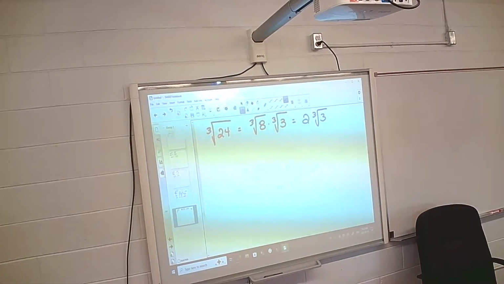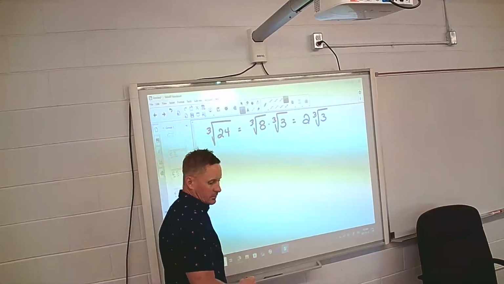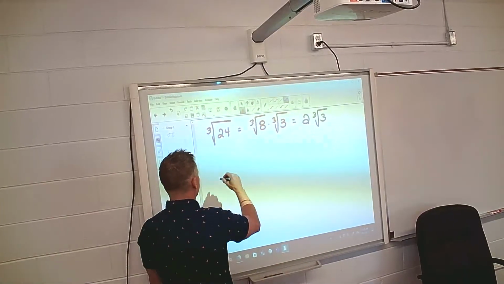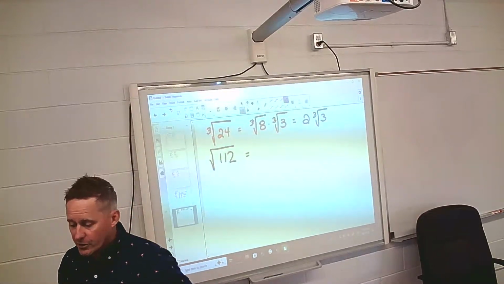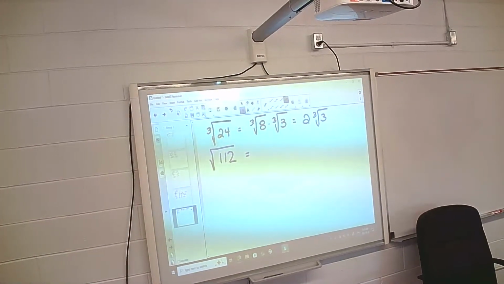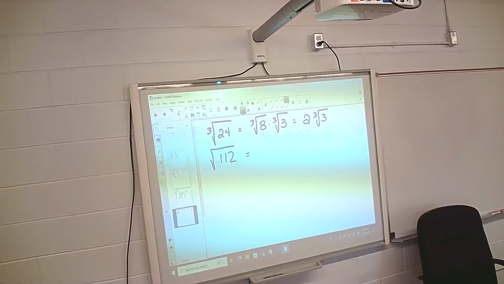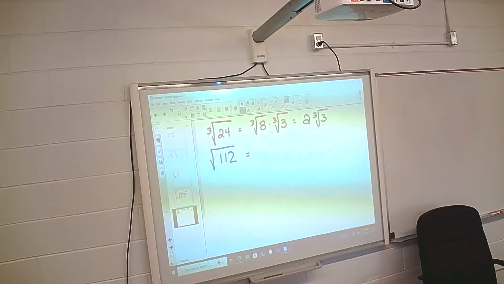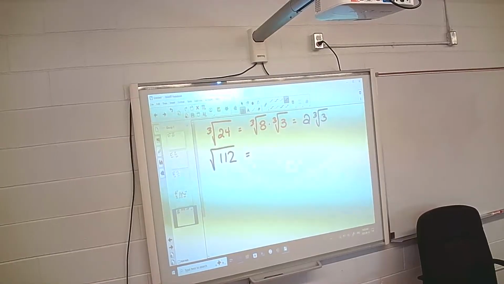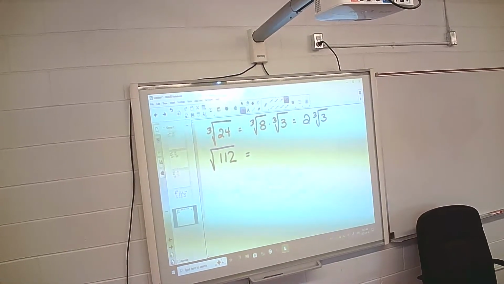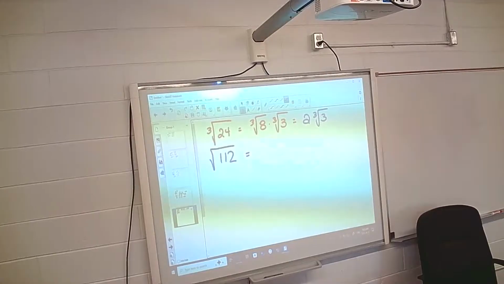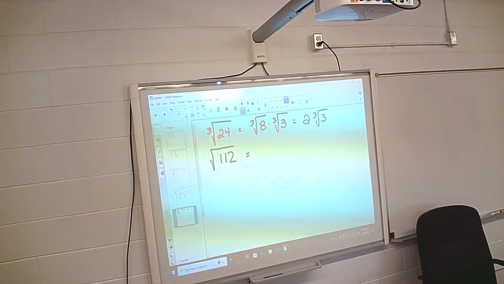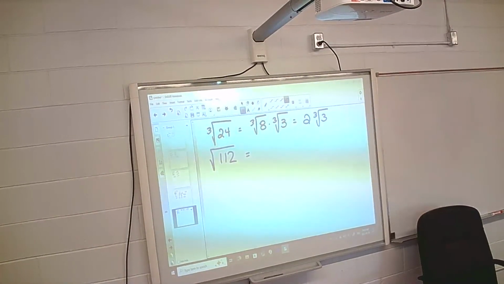Now, they use this one in the book as one of your examples, so I'm going to give it to you. The very first thing I need you to do is ask yourself a question. When you see this and it says turn this into a mixed radical, what's the first question I've asked you on all of these so far? What's the closest cube or square? What is the largest perfect square that goes into 112?